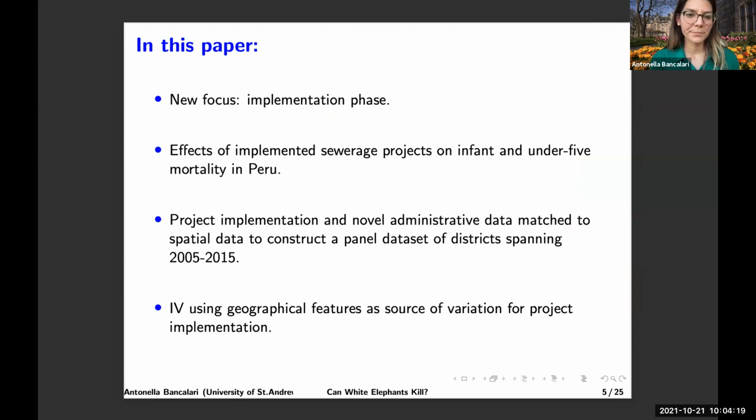the previous centuries. And what I use is data on project implementation in Peru, which I match to novel administrative data and spatial data to construct a panel data set of districts spanning 2005 and 2015, which is the time of the National Sanitation Plan in Peru that made a nationwide push to expand access to sewerage systems. And what I do to go around endogenous placement of projects is using an instrumental variable strategy, exploiting geographical features as a source of variation for project implementation.